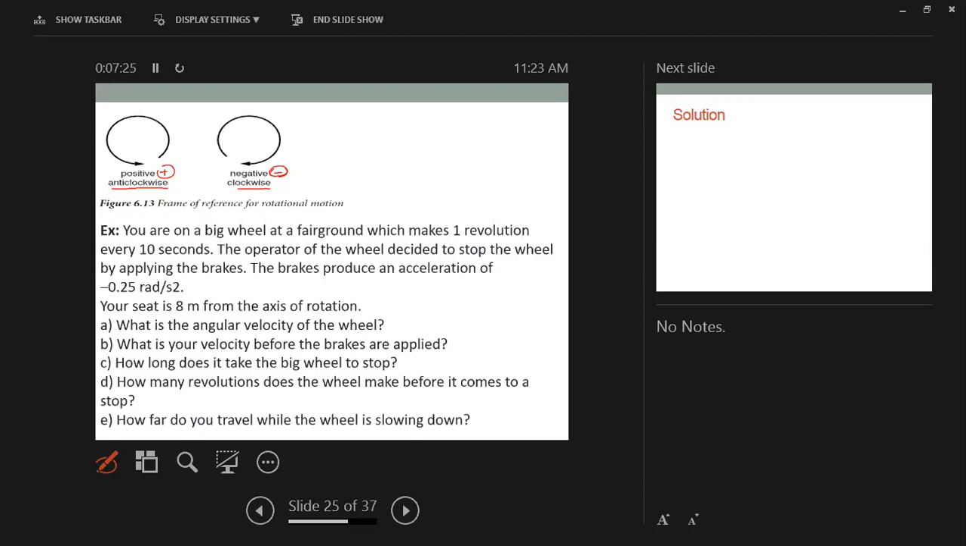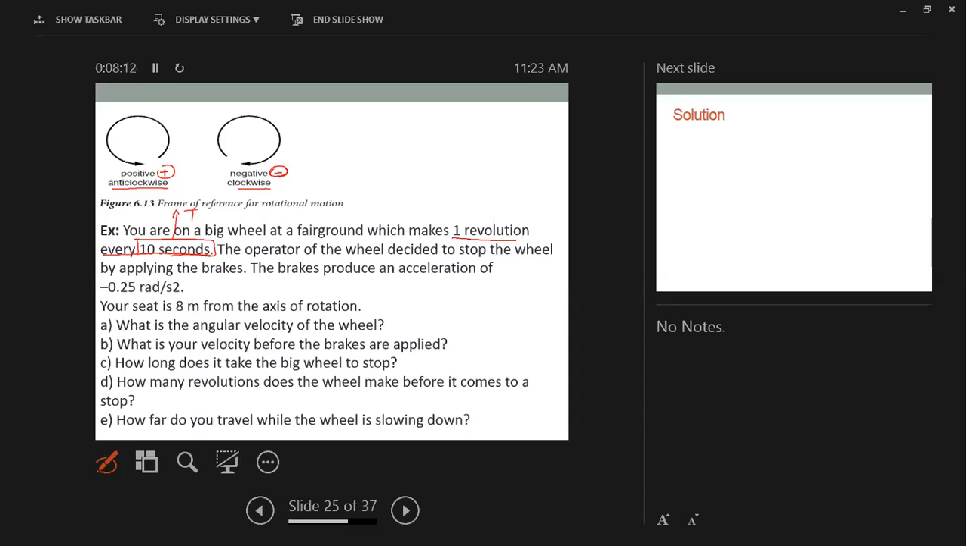You're on a big wheel at the fairground, which makes one revolution every 10 seconds. One revolution every 10 seconds. What does this mean, first of all? One revolution every 10 seconds means this is the frequency, 1 over 10, or 10 seconds, one revolution means this is going to be the period, okay? T. This is going to be our T, period, 10 seconds. If you use the frequency, it is going to be 1 over 10, but remember, when there is one complete turn, that is going to be a period. So 10 seconds to complete one revolution. So this is going to be our period, okay?